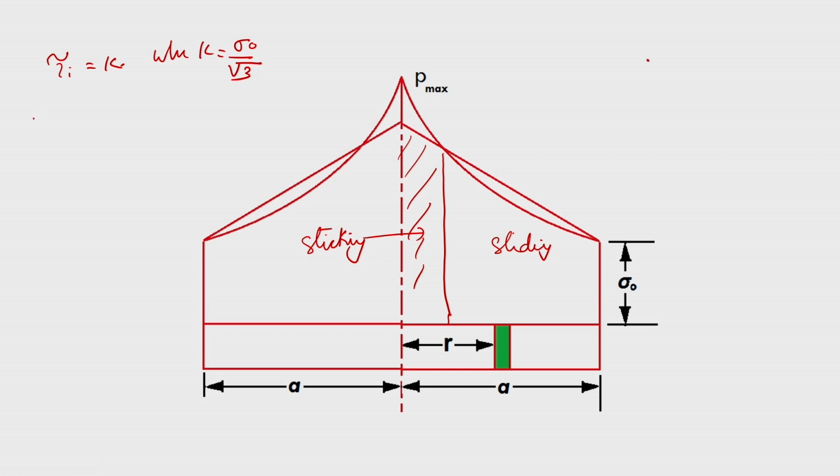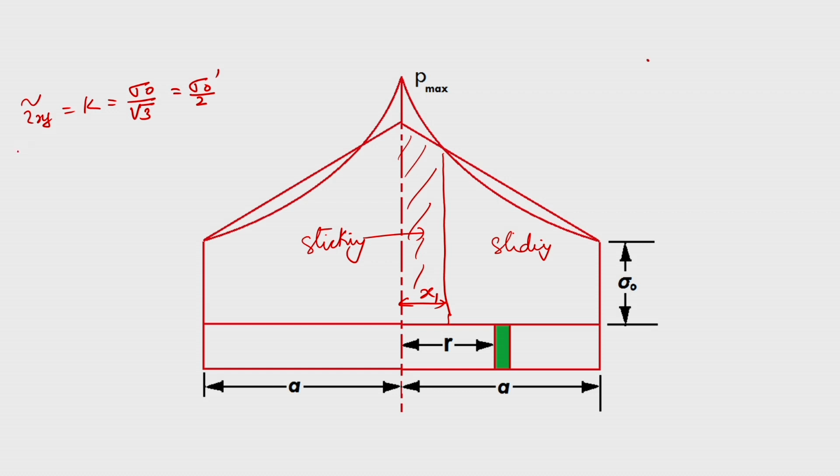So, in general we can write that tau i is equal to m k. So we can say tau x y, not tau i, which is at the interface, tau x y is equal to k is equal to sigma 0 by root 3, which is sigma 0 by 2 when you look at it. And if the distance from the center line is x 1, where these two are equal.